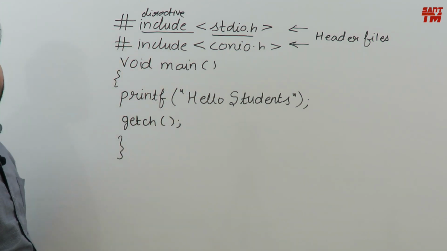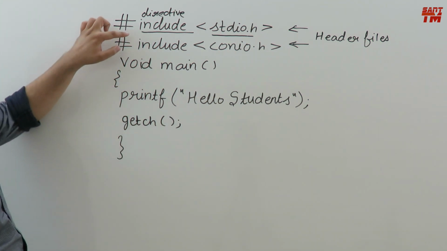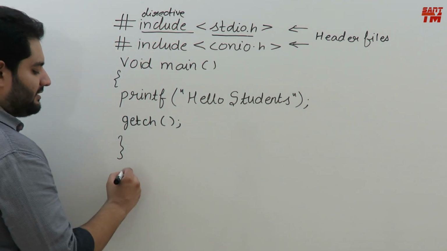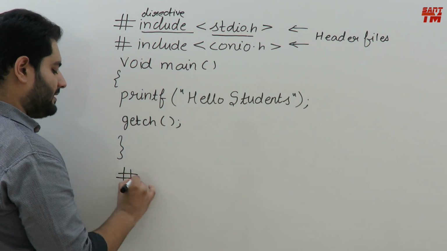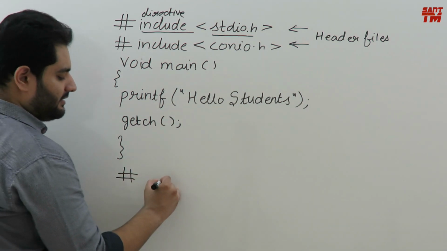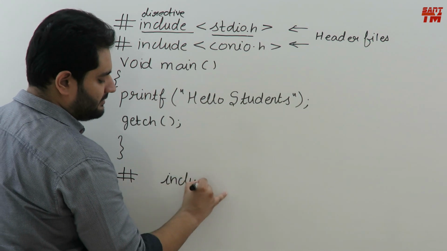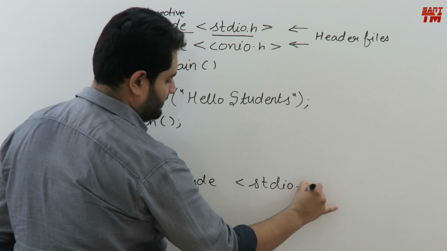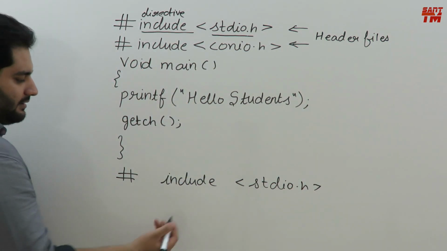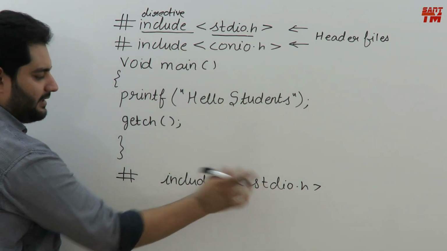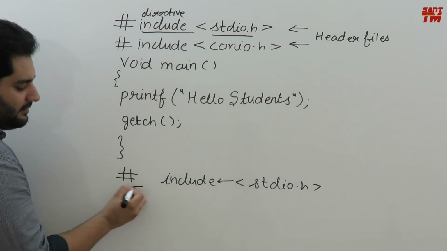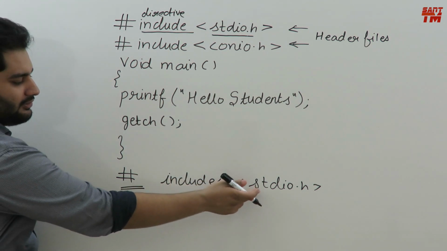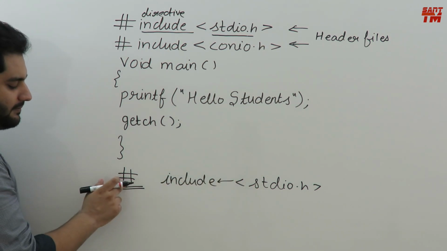Now how is this header file included within our program? With this hash symbol. This hash symbol is also called the preprocessor. I already told you hash is called preprocessor. Now what is the exact meaning of this statement, hash include stdio.h? This statement is saying include this header file stdio.h and pre-process it. Hash is called preprocessor, therefore it is saying include this header file in your program and pre-process it.